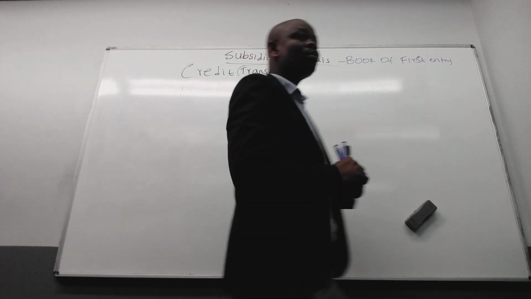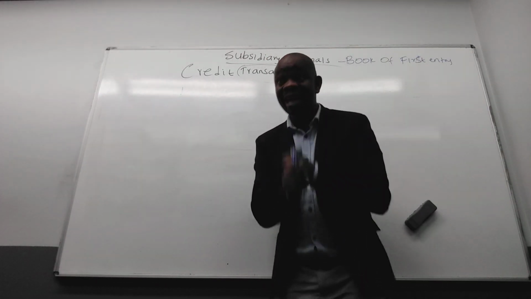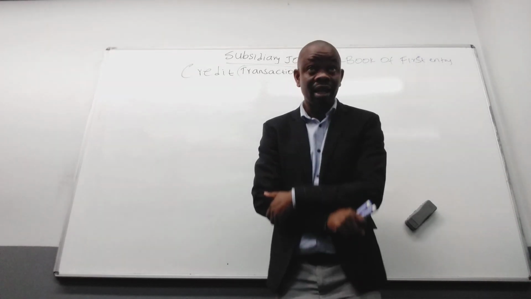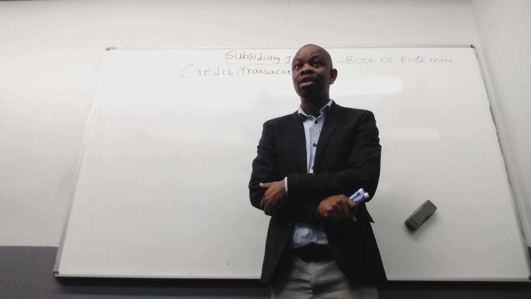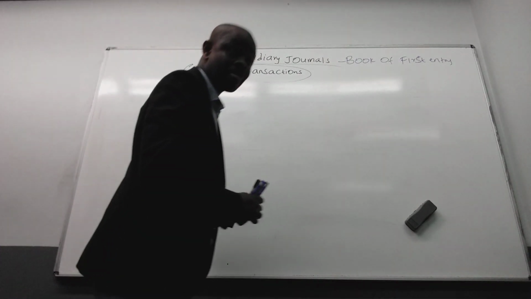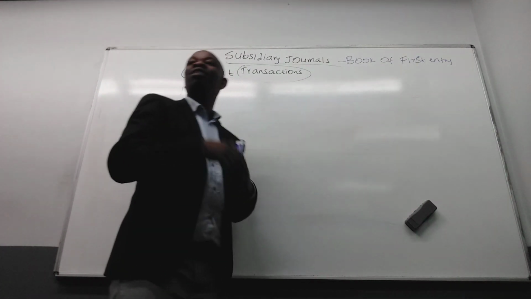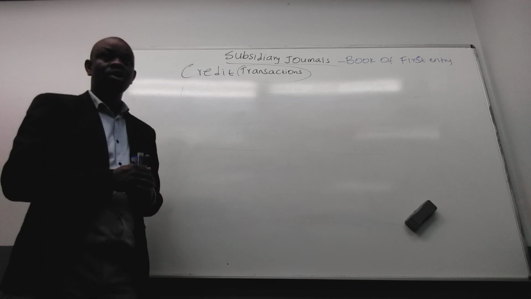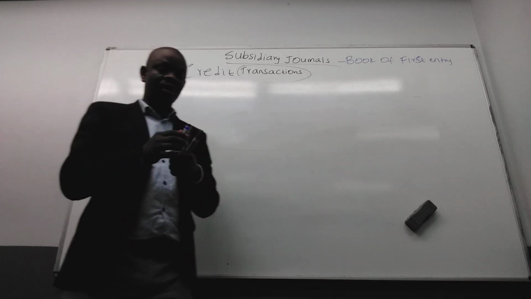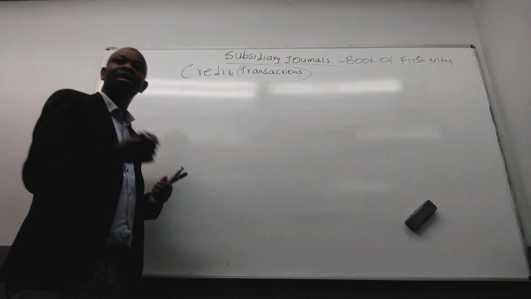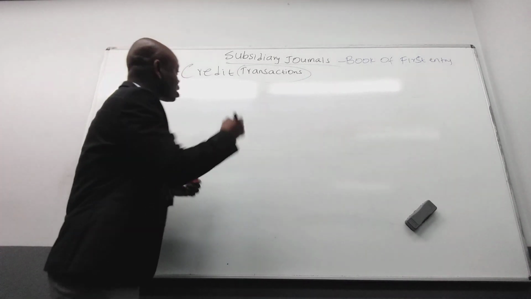When we are dealing with credit, we can either buy or sell. Let's start with the buying part of it. When we buy items on credit, where do you think we need to record them? Which book? Try.